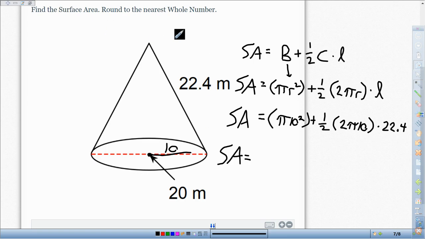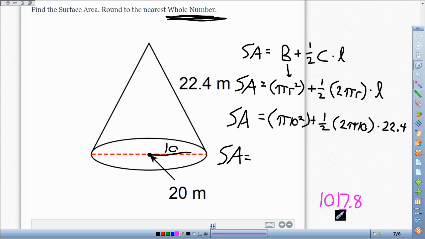Here's what I notice. I'm getting a decimal. I'm going to check how they want me to round. To the nearest whole number, so no decimals. Let me make sure we're all on the same page. I'm getting 1,017.8. The whole number is this right here. Does that stay a 7 or does it round up to an 8? It depends on the number next to it, and it looks like it's rounding up. So your answer down here is going to be 1,018.